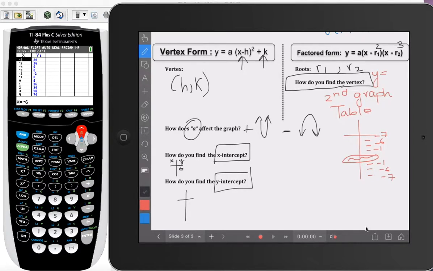How do you find your y-intercept? Again, you go to your table, and the y-intercept is the point having an x equals 0.